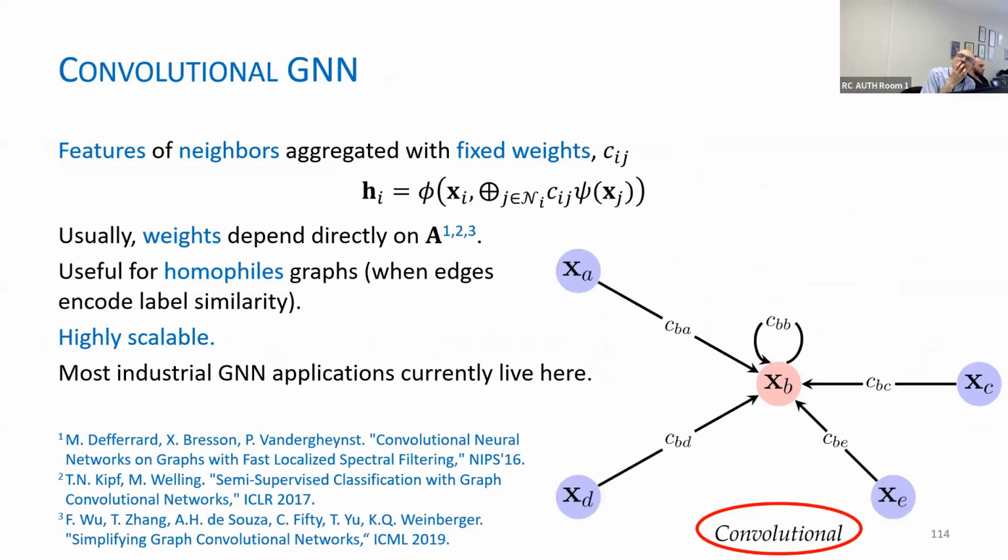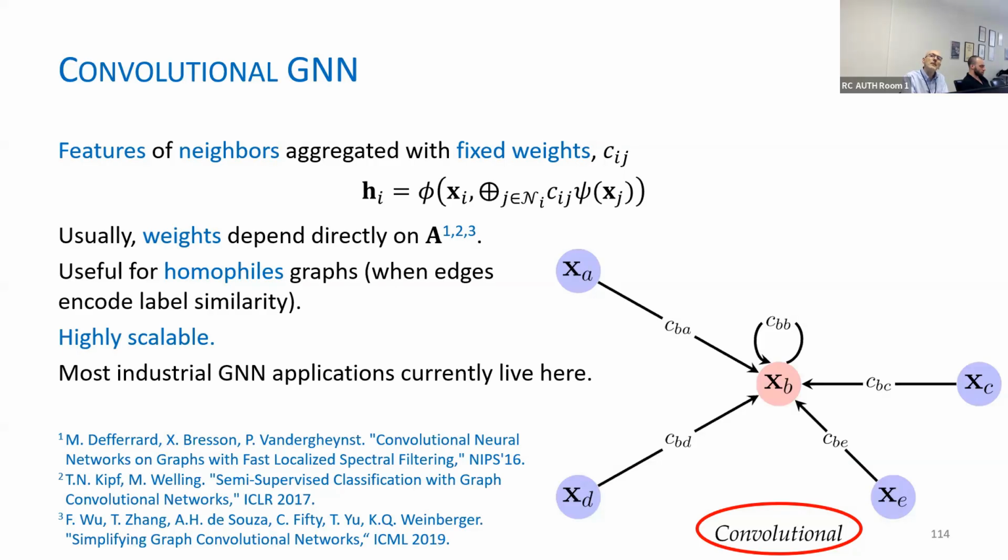as I anticipated here, we have one slide for these three categories, three flavors of graph neural network. So in this case, the convolutional graph neural networks, basically the features of neighboring vertices or nodes are aggregated with a fixed weight. So that the c is more or less a fixed weight. And also these weights normally depend on the adjacency matrix.